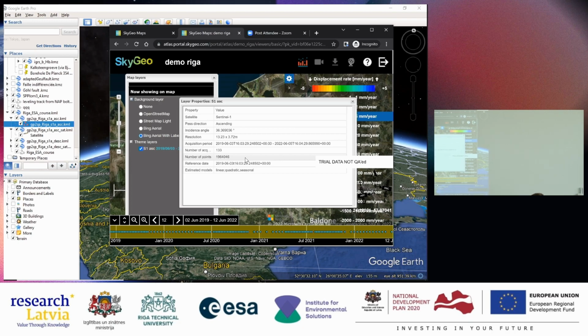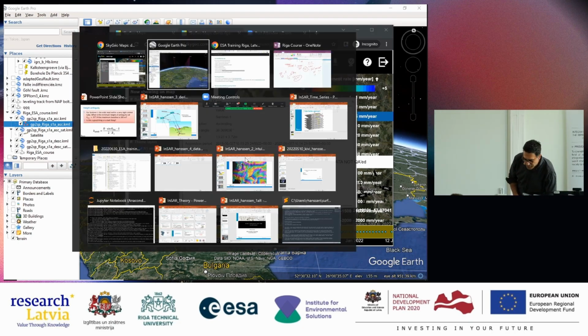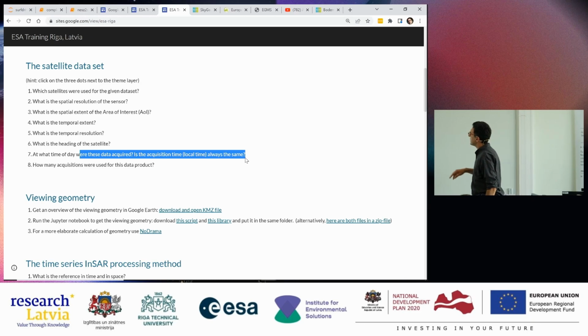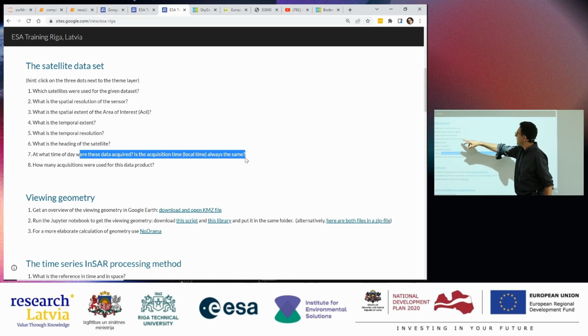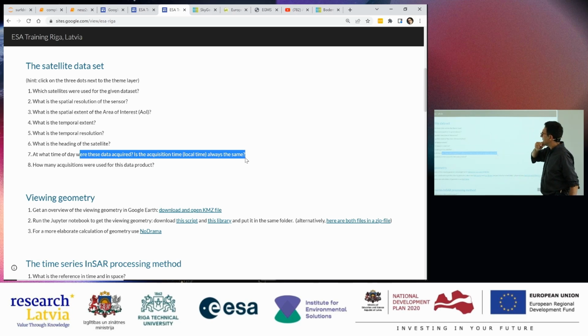I think that were most of the first questions that I put here. So spatial resolution, spatial extent, temporal resolution, the heading of the satellite. We didn't discuss that. We can get to that later. Time of day and how many acquisitions.